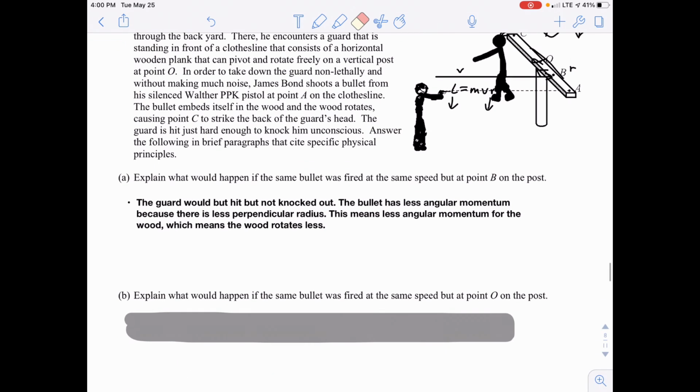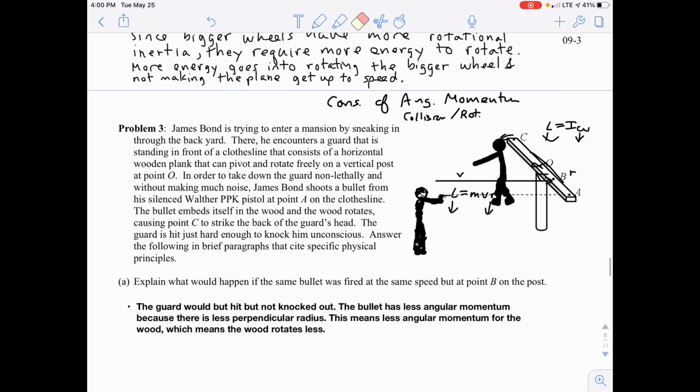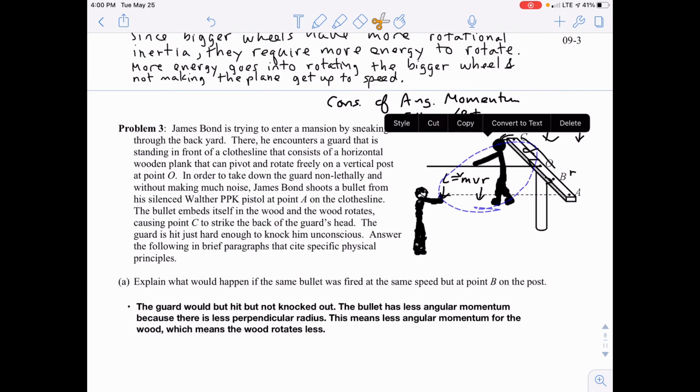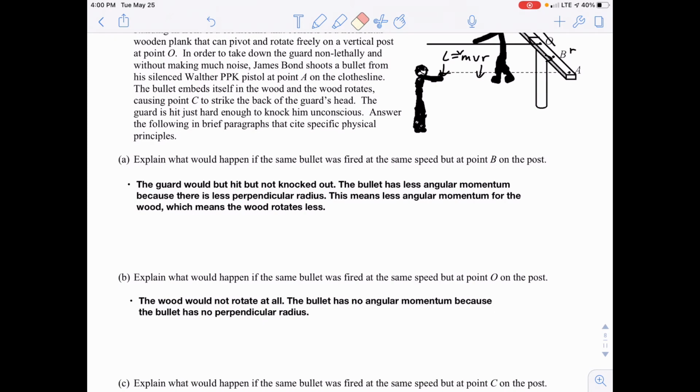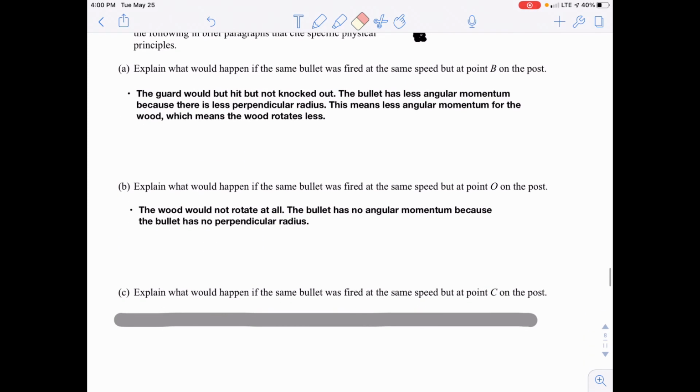Part B. What would happen if the same bullet was fired at the same speed at point O? Well, if it was fired at point O, you're firing it at the point of rotation, which means there's zero radius. Zero radius means there's zero angular momentum of the bullet, which means there's zero angular momentum of the clothesline. The clothesline would not rotate at all. The bullet has no angular momentum because the bullet has no perpendicular radius if fired at point O.